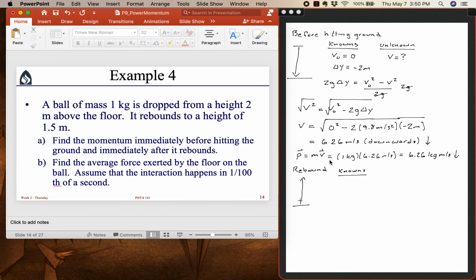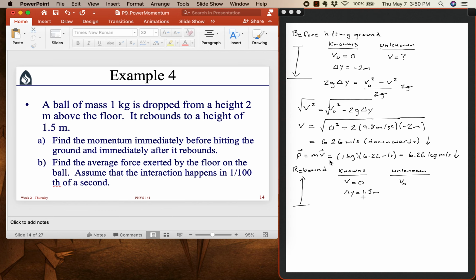We know that once the ball leaves the ground, it's going to be traveling with some velocity, but when it gets up to its highest point, the final velocity is going to be 0, because when it reaches the highest point, it will momentarily stop and then turn and fall back down. We know that it rebounds to a height of 1.5 meters, so our delta y is 1.5 meters. And that's what we know for that part of the problem. The unknown that we're trying to find is the initial velocity, the velocity that it has when it just barely stops touching the ground.